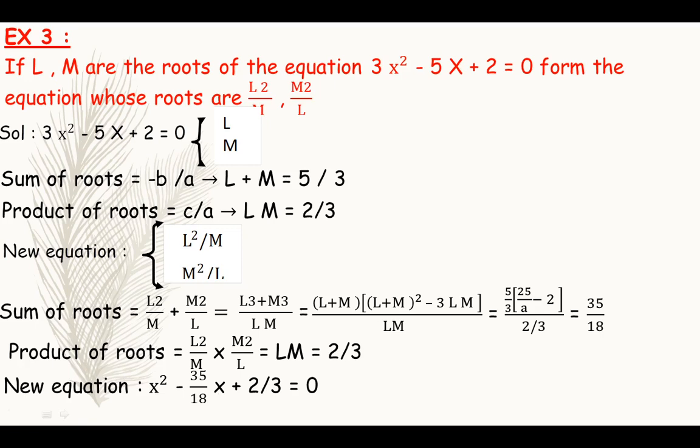You can leave it as it is, or you can add another step. Here we have to get rid of both 18 and 3 in the denominators. So we will multiply all the terms of the quadratic equation by 18. Multiply the equation by 18. It will be 18x squared, and negative 35 over 18 multiplied by 18. 18 will cancel 18, and it will be negative 35x.